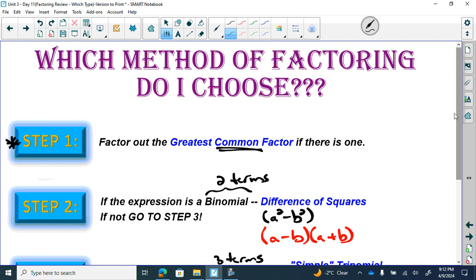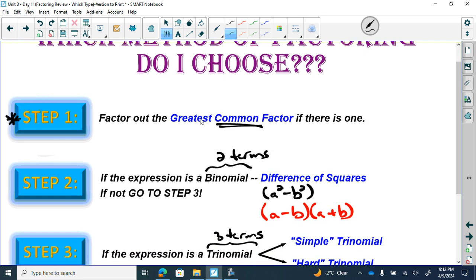Okay, there's nothing common to the 64 and the 81. No greatest common factor. Move on to step 2. I can see that it's got 2 terms. It's going to follow this pattern right here.